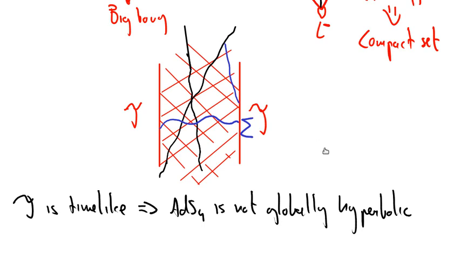In that sense, anti-de Sitter is very different to the other two spacetimes, because we saw that the other two spacetimes are globally hyperbolic.